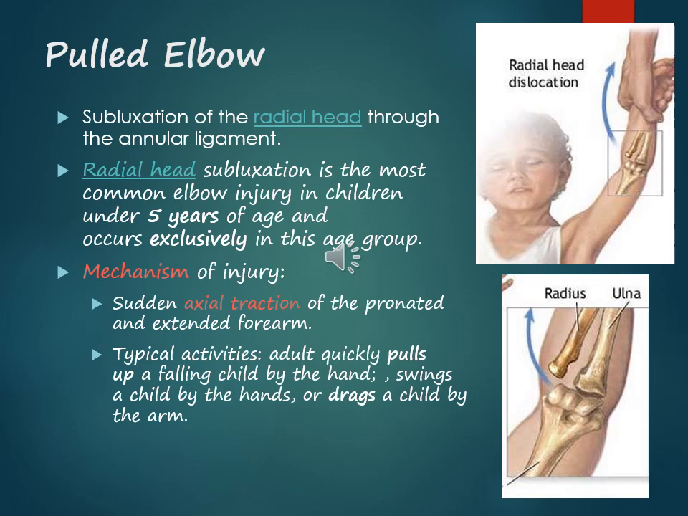Clinically, there will be no swelling at all, and if you get an x-ray, which is not necessary, but if you get it, it will be completely normal. Generally speaking, the parents will tell you that the child was held by the hand and then he was pulled, or sometimes it's the other way around, so the child pushes himself to the floor, so that causes the same pulling mechanism of the elbow, and then the pain starts after that. The treatment for this is simple.